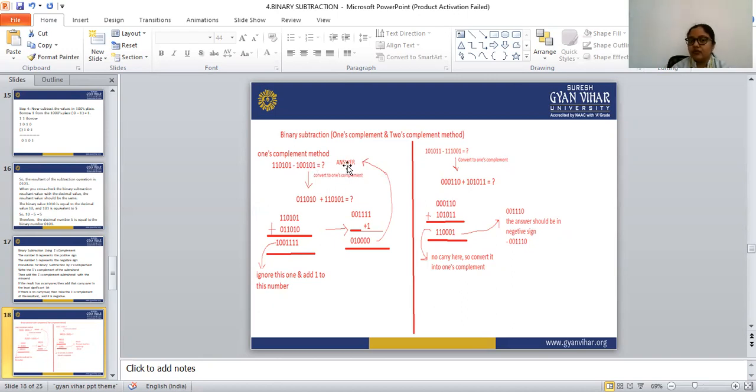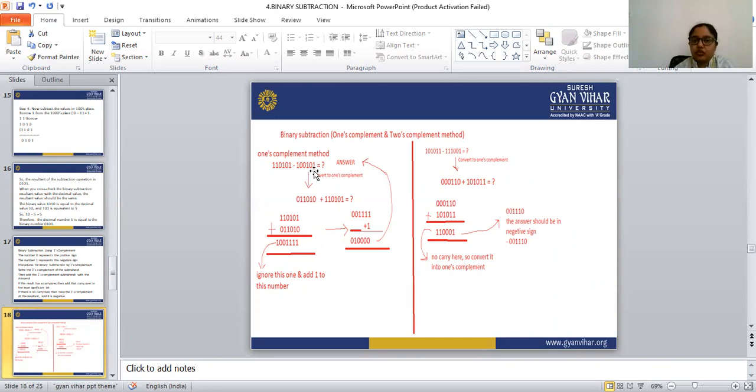How can we convert this second number into the ones complement? By inverting it. First, we write the inverted number of this second number. In the place of 1, I have written 0. In the place of 0, I have written 1. Look at this: in the place of 0, 1; in the place of 0, 1; in the place of 1, 0; in the place of 0, 1; in the place of 1, I have written 0. So this is the first step we have to do for ones complement subtraction.